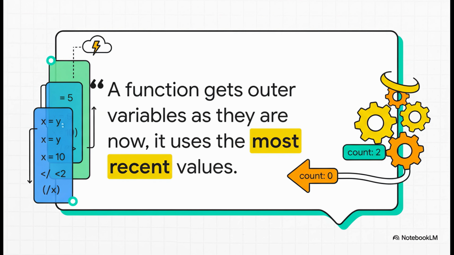And this really hammers home a key point. A closure doesn't take a snapshot or a copy of a variable's value when it's created. No, it holds a live, direct link to the variable itself. So when you finally call the function, it goes and checks what the value of that variable is right now.